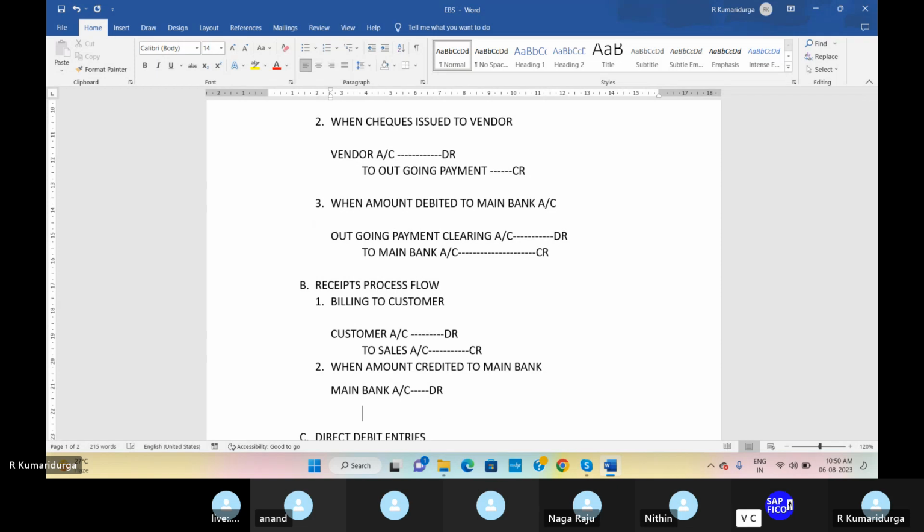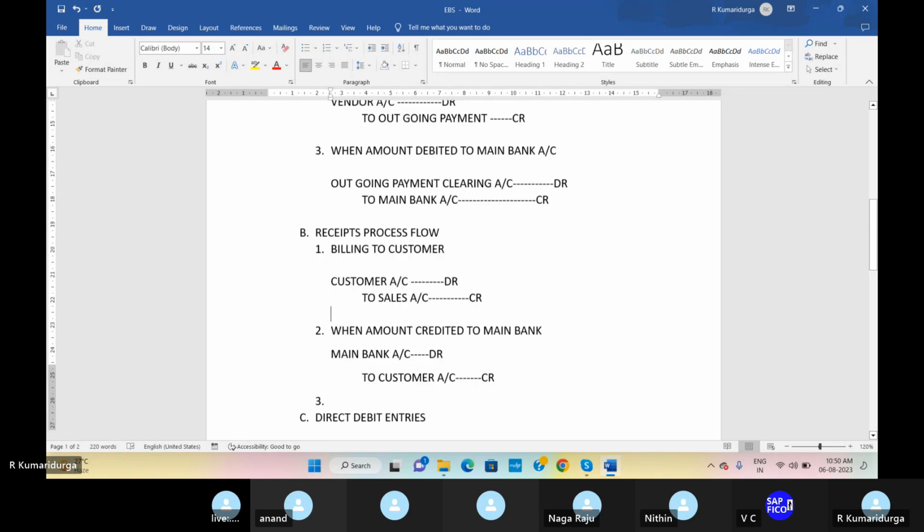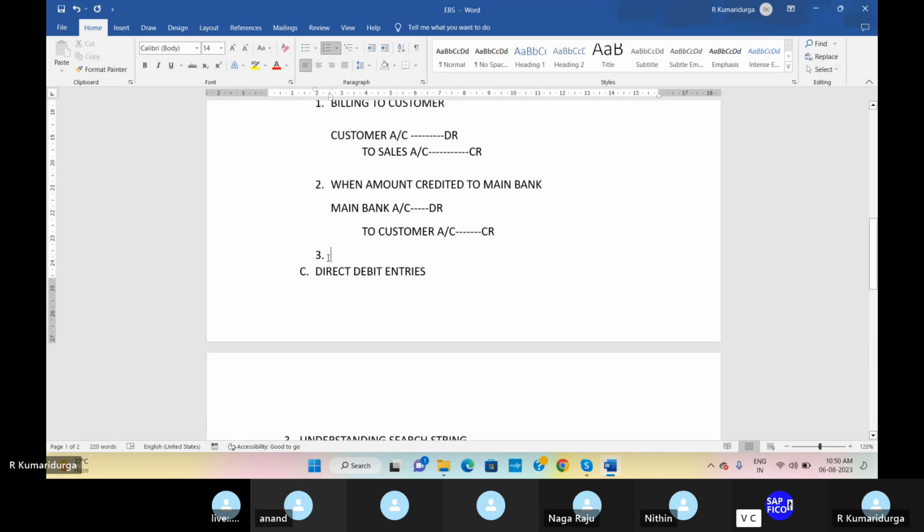When amount credited to main bank account, data to customer account creditor. Okay, so this is direct payment, all of you. That we can call a direct deposit. So if the customer issues the check, what is the point? Okay, so these are direct payments. Then the third point, ma'am, these are the direct payments.